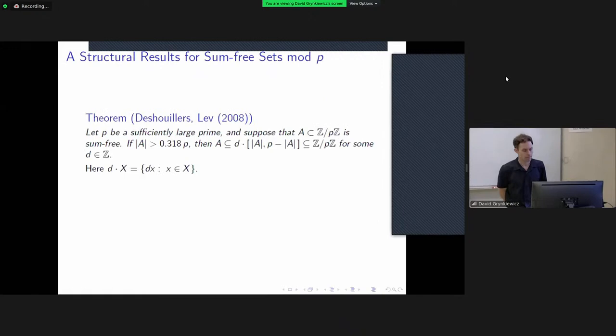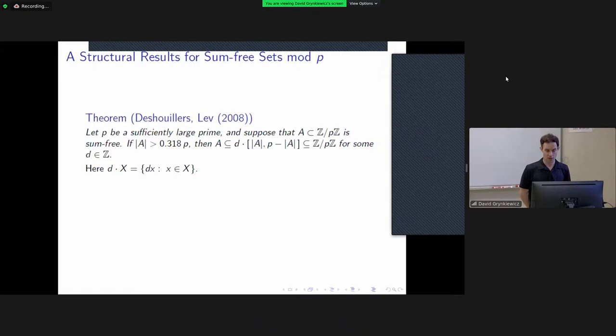So just like we can ask for structural results for sumsets, we can ask for structural results for sum-free sets too. Why not? We know there's an optimal density, a maximal density that a sum-free set can have mod p. So what do the sets look like that are close to that optimal density? This was a question that was, I think, first looked at by Lev. And then it was later improved by Deshouillers and Freiman. And then Lev and Deshouillers got together and proved an even better result.